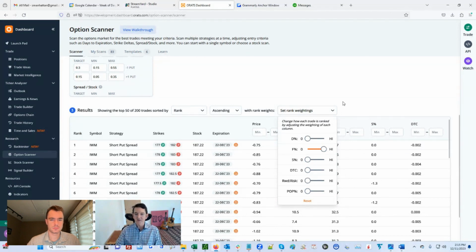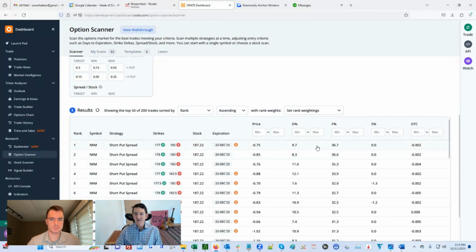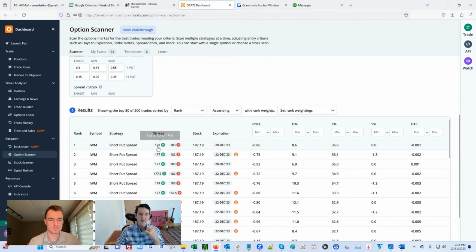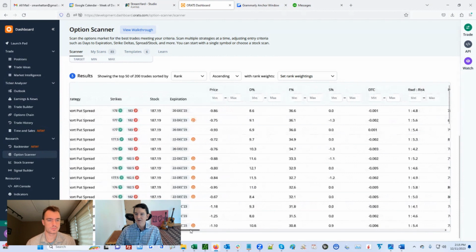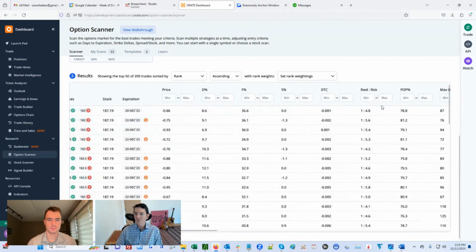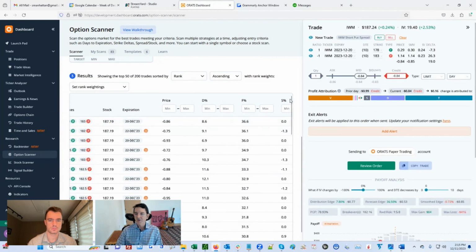So the best way to find the best one is to use that F percentage. And you can see the F percentage is pretty high, and the highest one is for the 20th of December, selling the 183 put with the stock at 187 and buying the 178 put. There are a couple more bits of information in here for this trade. There's a risk reward, there's probability of profit, but let's go ahead and take a look at this trade.